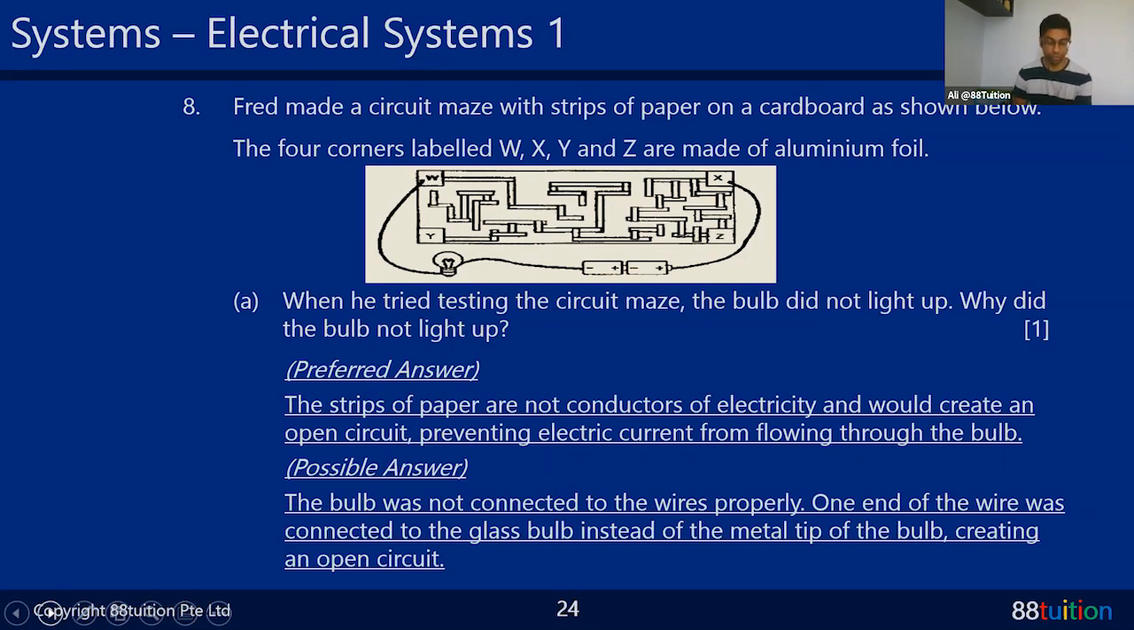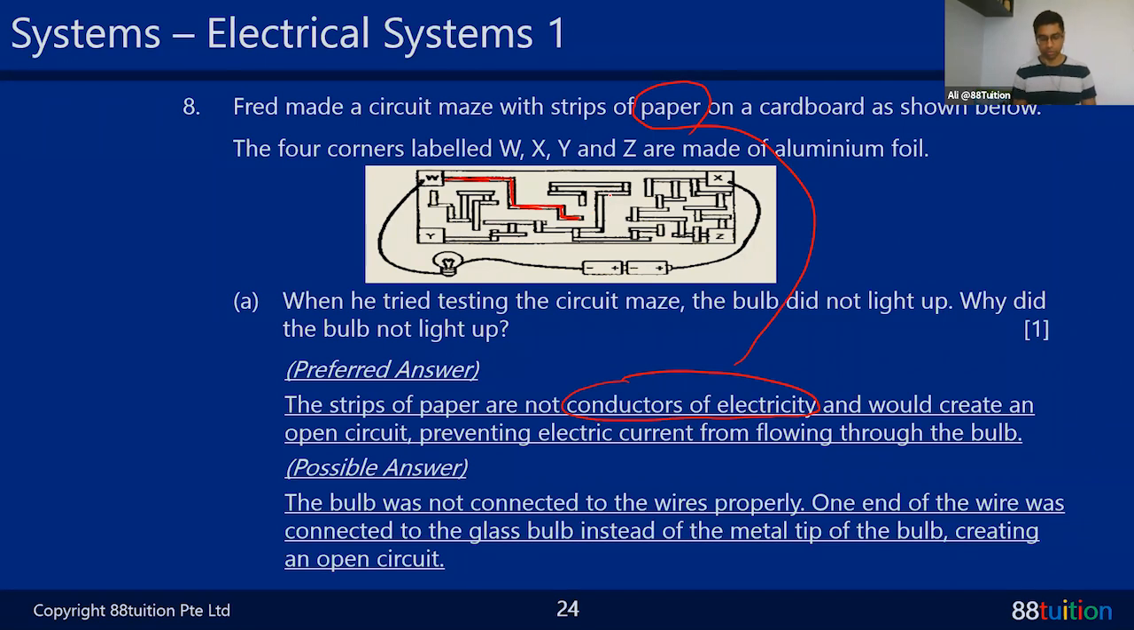Okay, you see you have one preferred answer and one possible answer also. Let's read. The strips of paper are not conductors of electricity. Yes, that was what I was looking for. I said it's in the question. In the question, you see, you use paper. How can you use paper for electricity to flow through? So that's why it will go until W, but then beyond that, all these parts, it won't go through because this is all paper.